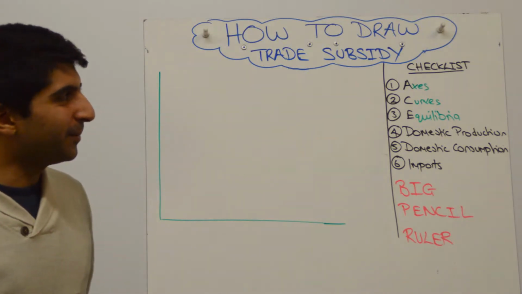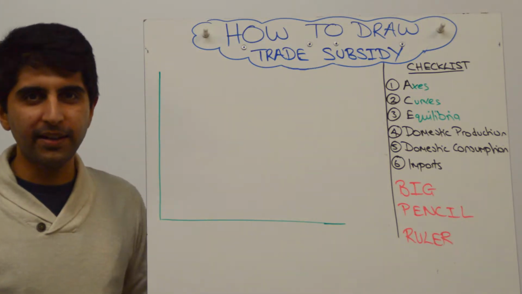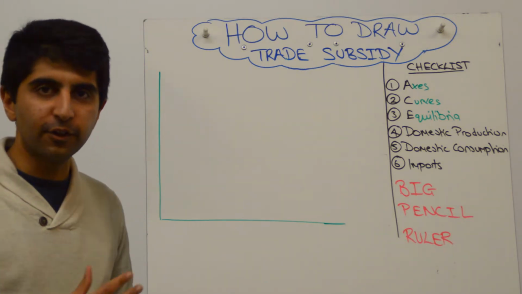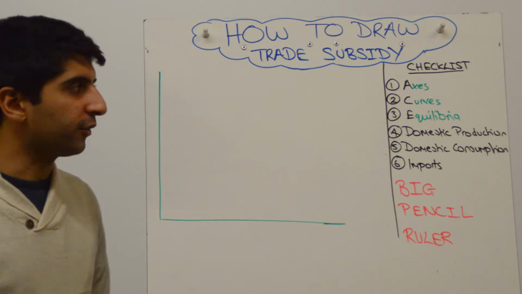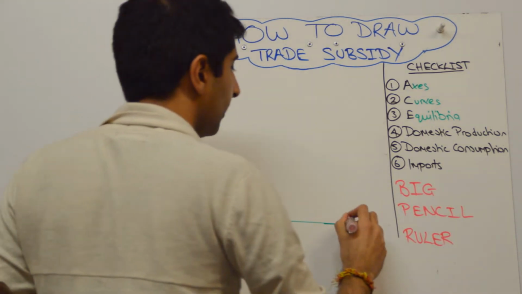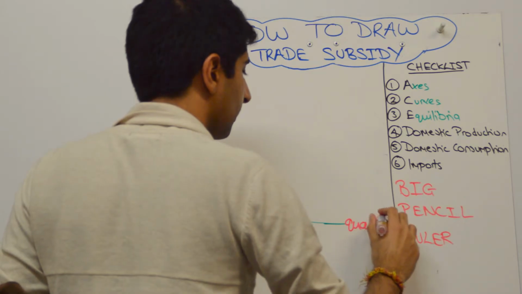Hi everybody, welcome to this video on how to draw a trade subsidy. This one is another very tricky diagram to get right, so if you need to draw this, follow my construction of it. We start with price on the y-axis and quantity on the x-axis.